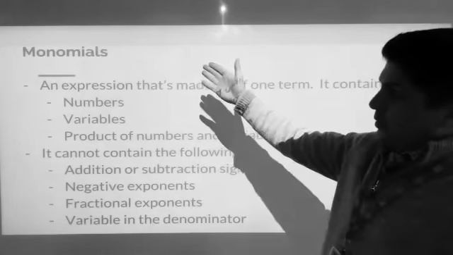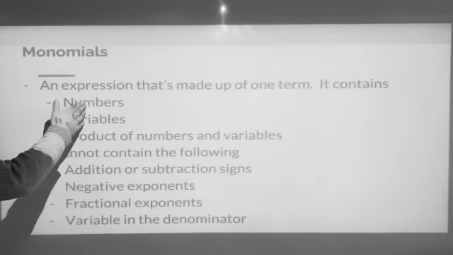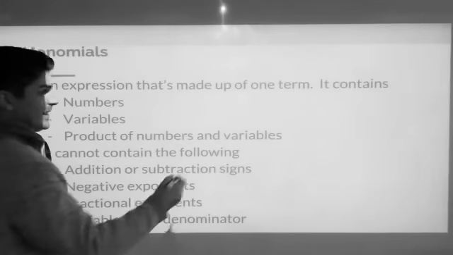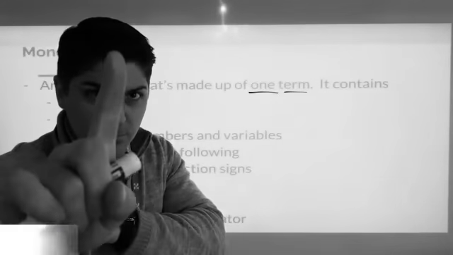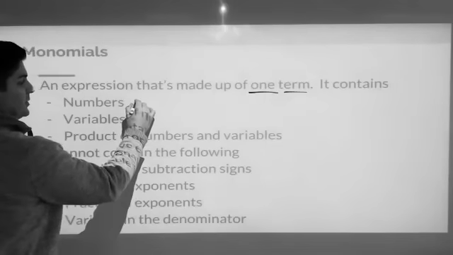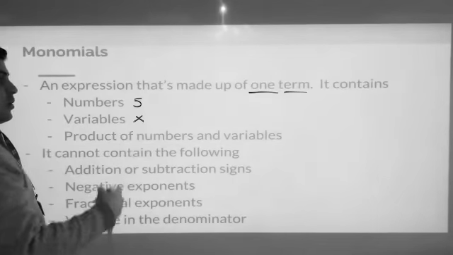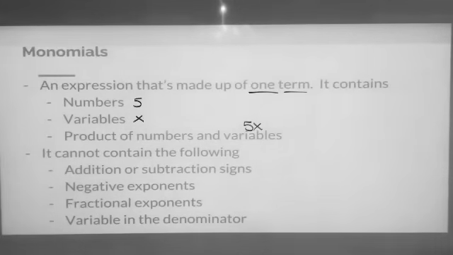We have a monomial, and a monomial is basically a number, a variable, or a product of numbers and variables. It's only one term. So numbers like 5, variables like x, and products of numbers and variables like 5x.